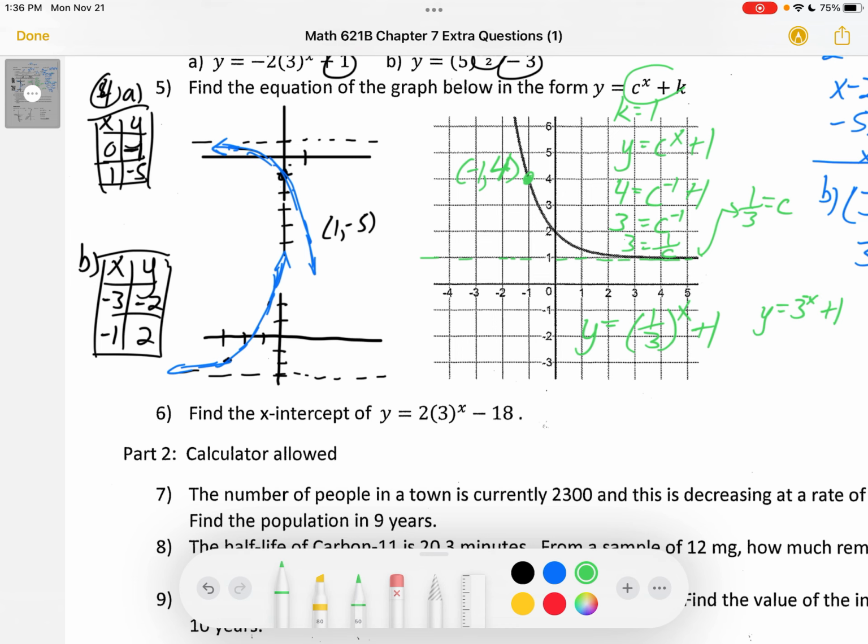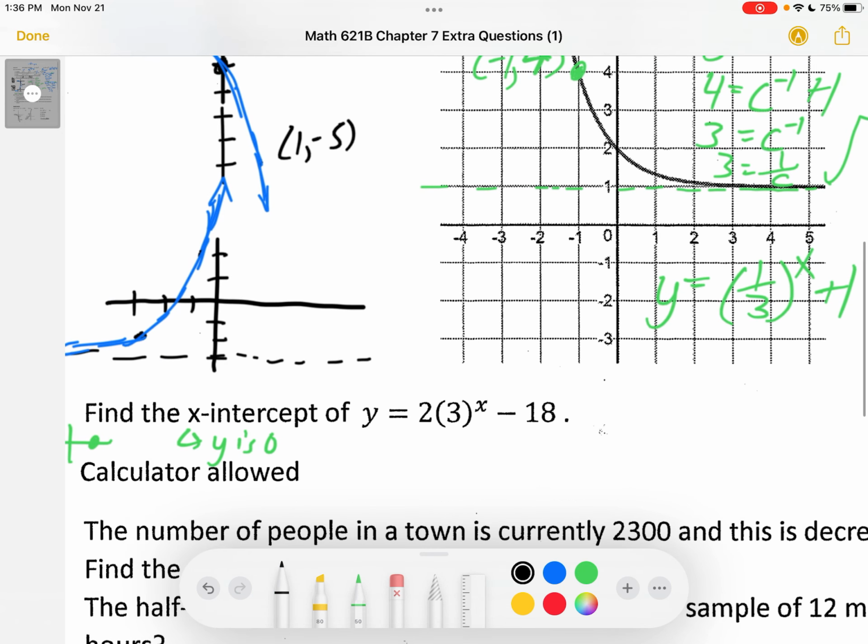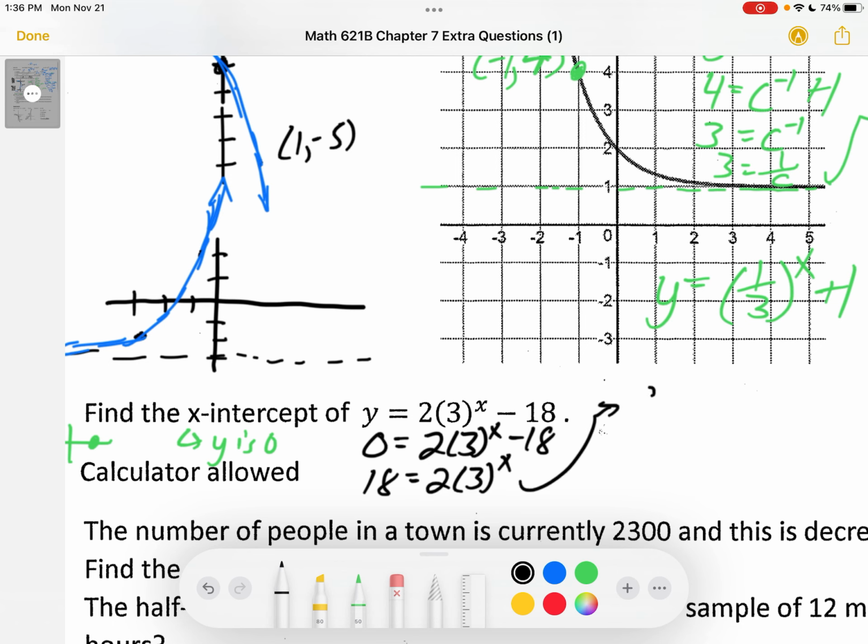Number 6, find the x-intercept. If you're looking for an x-intercept, if you're on the x-axis, what you know is that y is 0. Okay. So I'm just going to sub in 0 for y here. I'll get 0 equals 2, 3 to the x minus 18. And that's a little equation that I can solve. I could move that 18 over. I could divide by 2, and I would get 9.